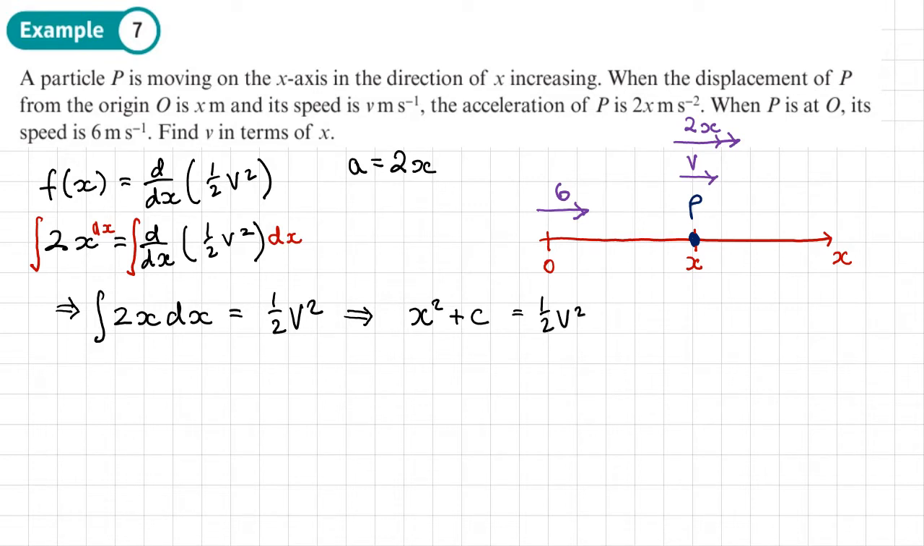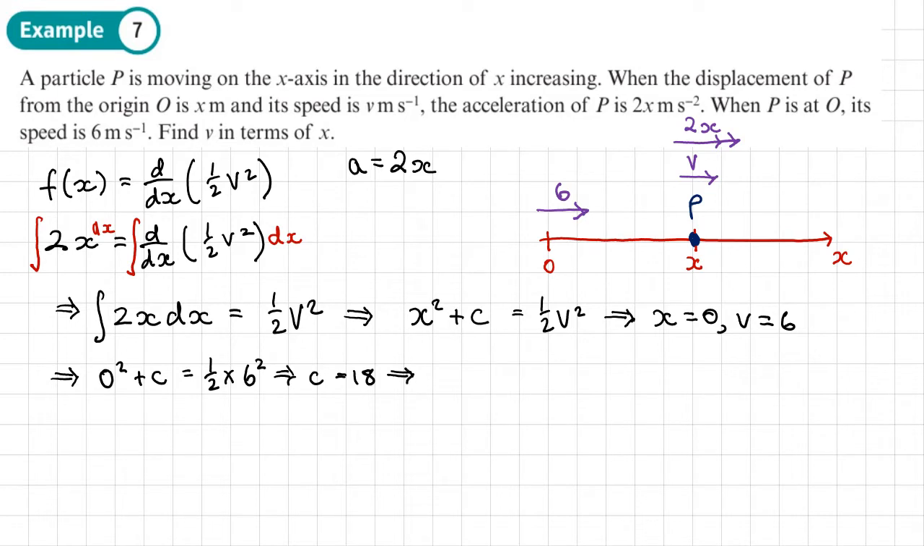Now we want to find our constant of integration, and we can use this bit of information here, and that is that when x is 0, v is 6, so we'll just substitute those in. When x is 0, so 0 squared plus c is equal to half times 6 squared. That will mean that c is equal to half of 36, which is 18. So my full expression is going to be x squared plus 18 is equal to half v squared.